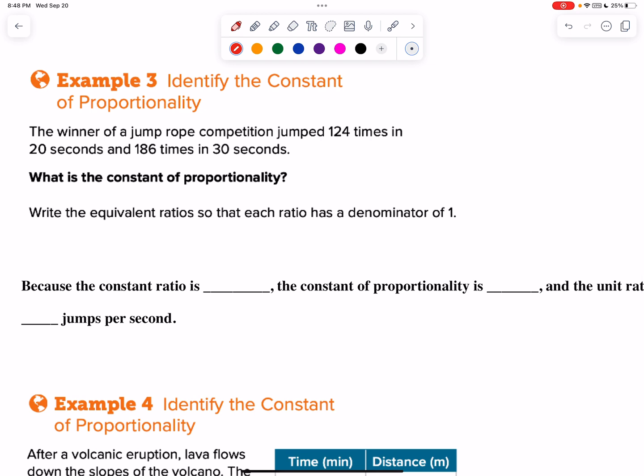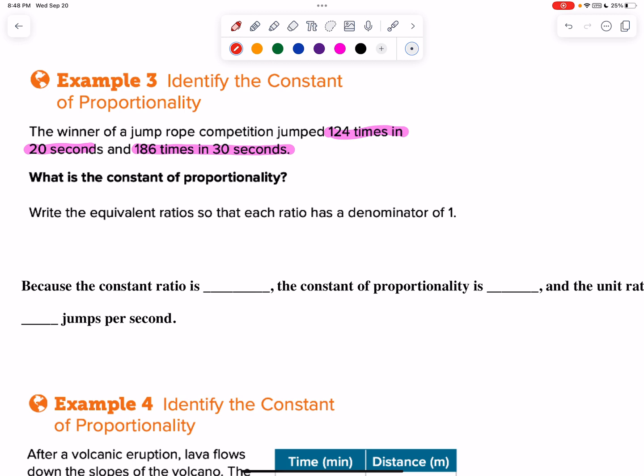So here we go, example 3. The winner of a jump rope competition jumped this many times in 20 seconds and this many times in 30. So it doesn't say that they're not proportional or to test for proportionality. So they probably both are, but let's go ahead and look. So how do you find constant of proportionality? You find the unit rate every single time.